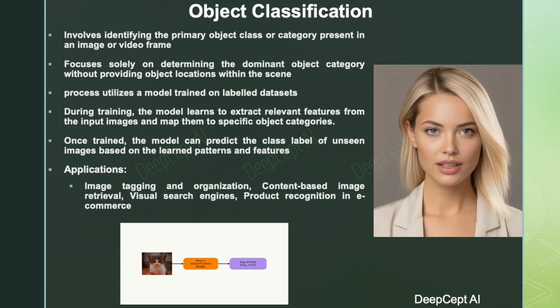For example, an object classification algorithm trained on a dataset of pet images could accurately classify an image containing a cat as belonging to the cat category, regardless of its position within the image. Similarly, it could determine the predominant animal class in images featuring both cats and dogs, facilitating various applications requiring object categorization.